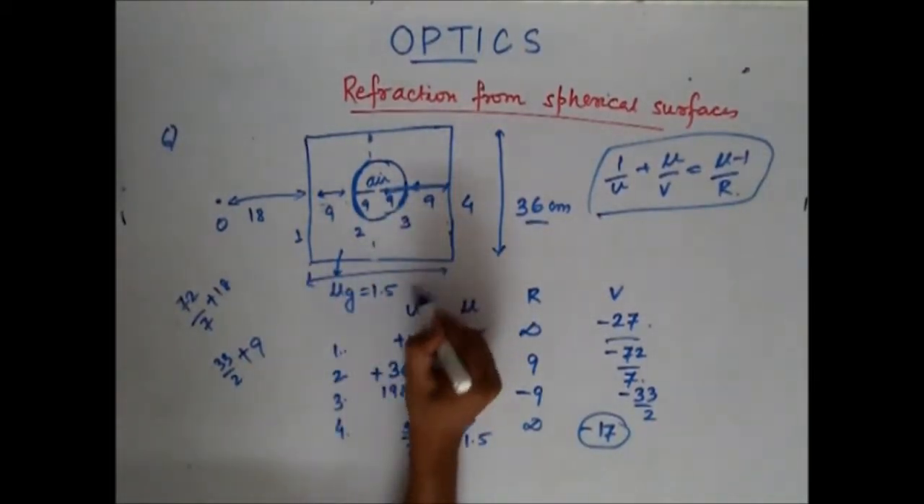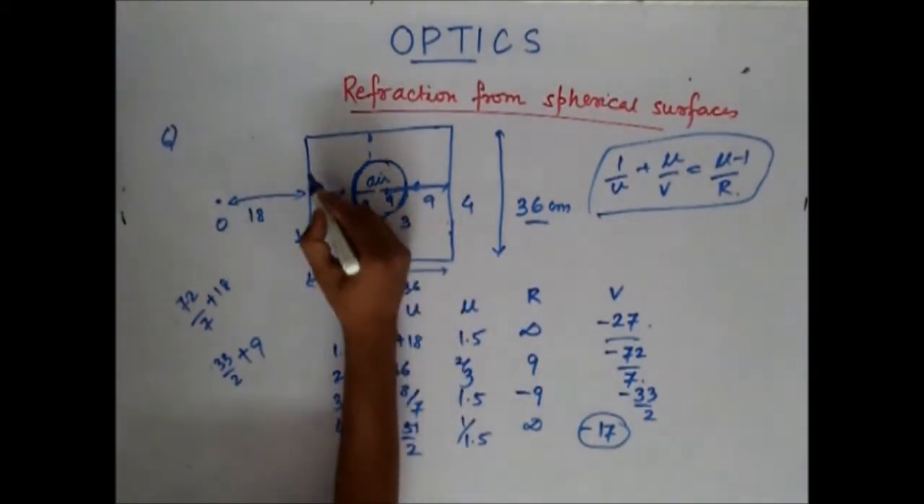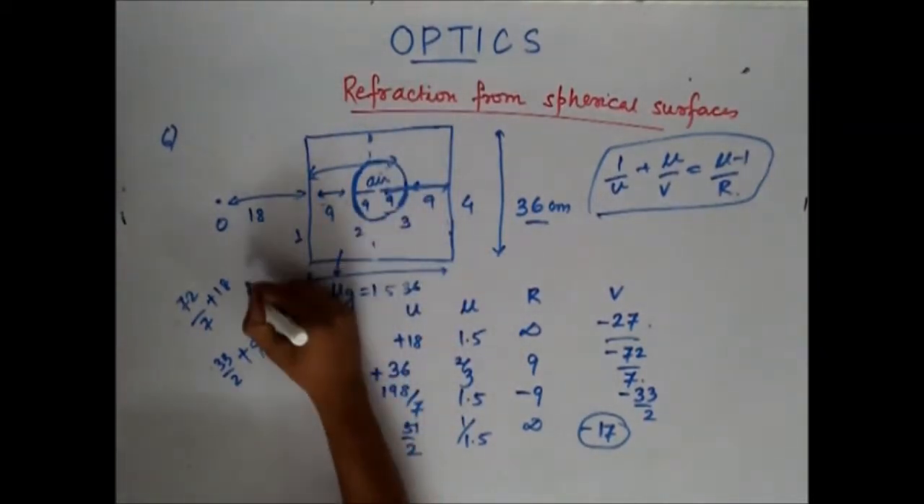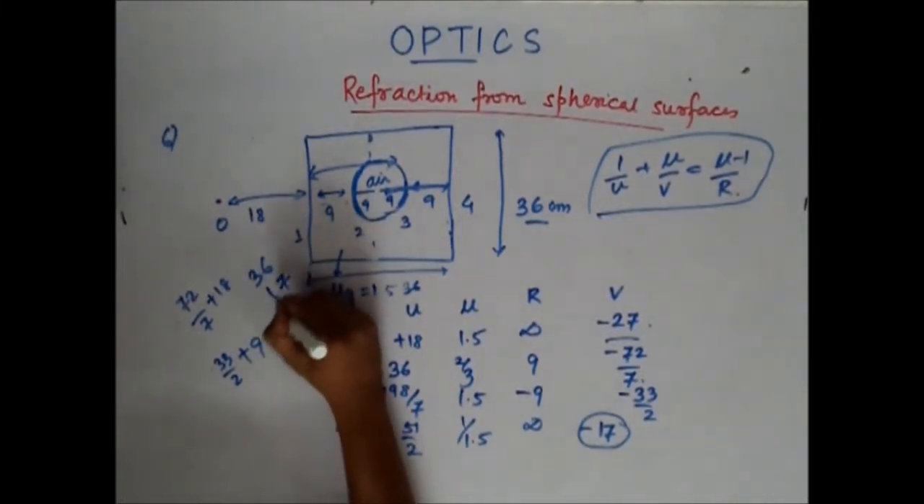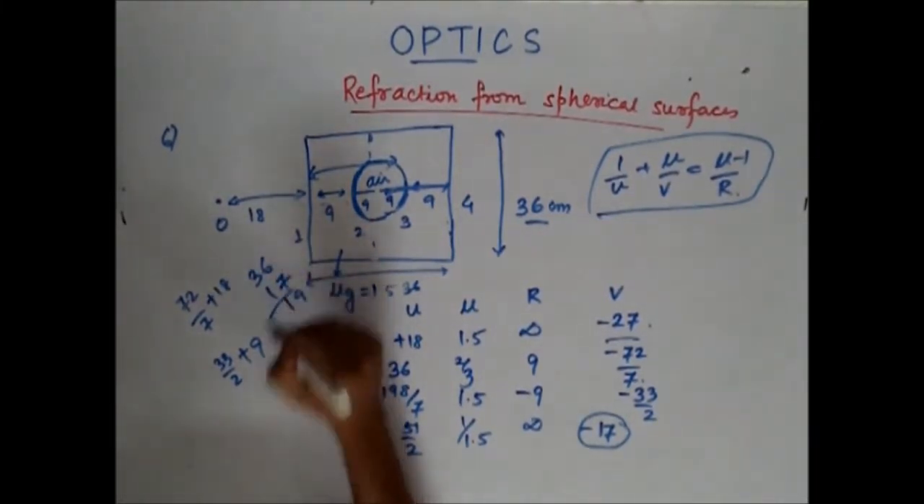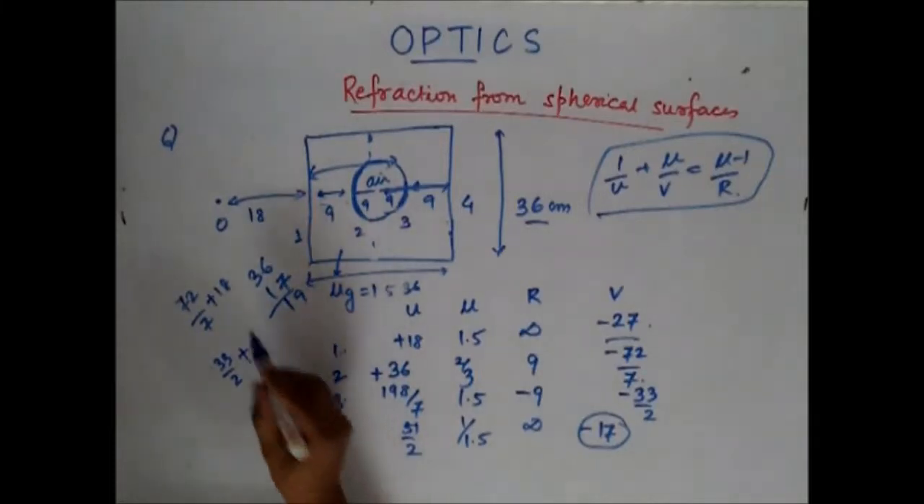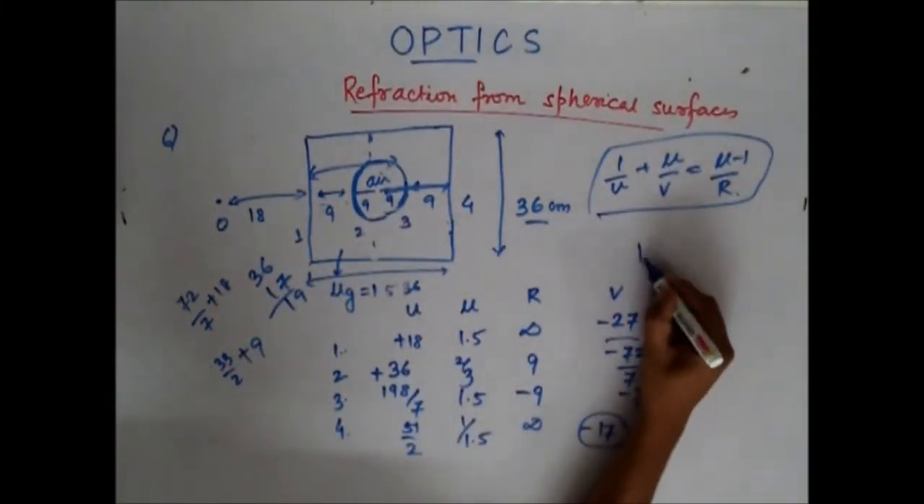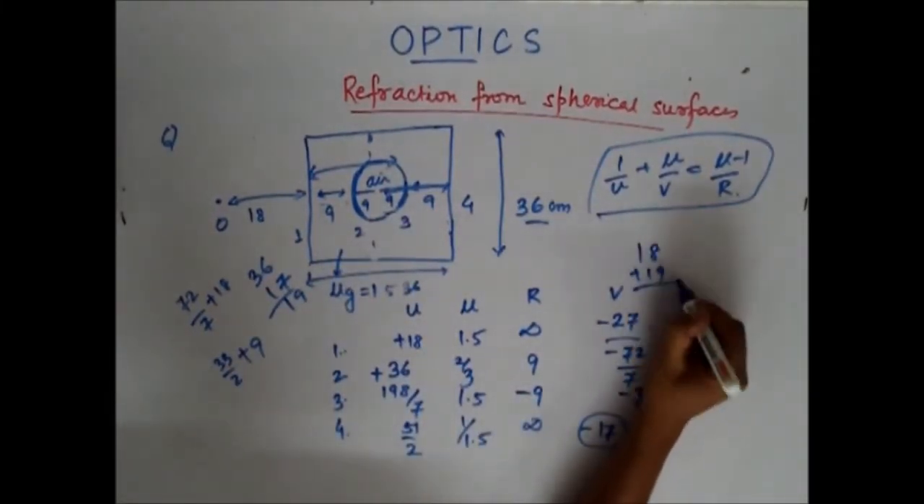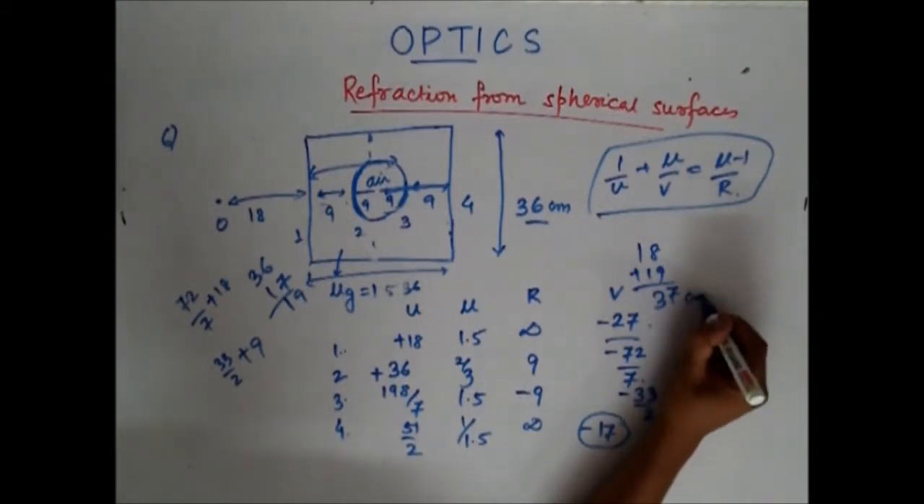This whole distance is 36. So this distance is 36 minus 17 or 19. So what is the distance between the image and the object? It is 18 plus 19, that is 37 centimeters.